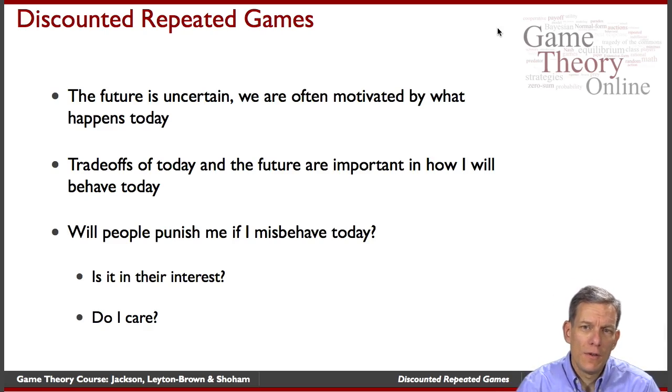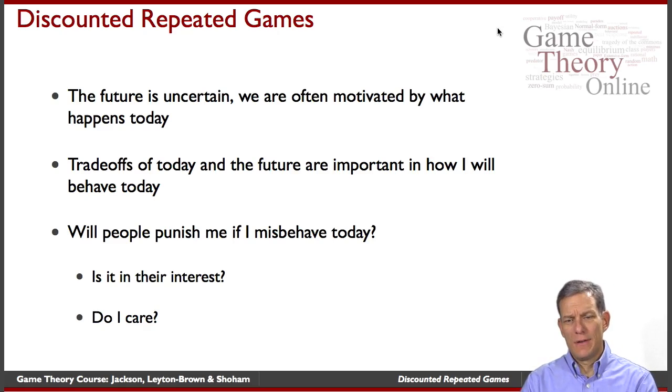And so the idea here is if I misbehave today, now I have to think about how people are going to react to that. So if we're trying to support cooperative behavior in a prisoner's dilemma, I can behave today or I can cheat and defect. And if I do that, I'm going to get a temporary gain, and then I'm going to possibly be punished in the future. So the kinds of questions that are going to be important here is, will people want to punish me in the future? Is it going to be in their interest? How much do I care? Do I care about it? What's my discount? Do I care a lot about the future or just a little bit?